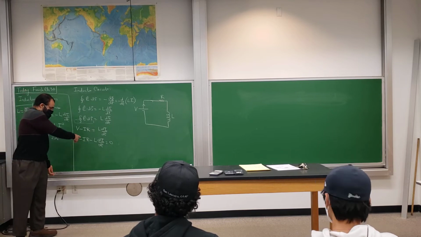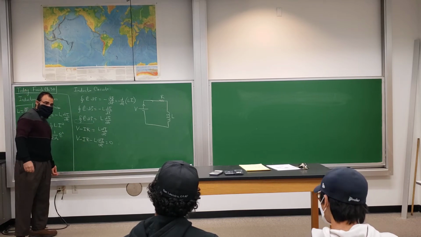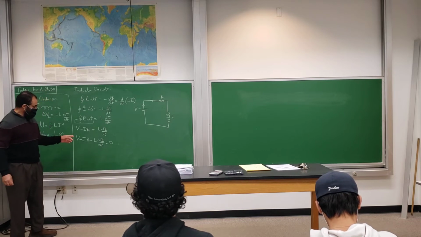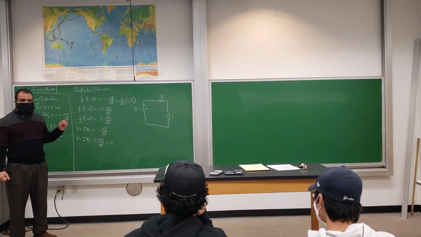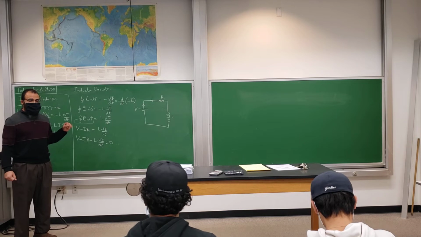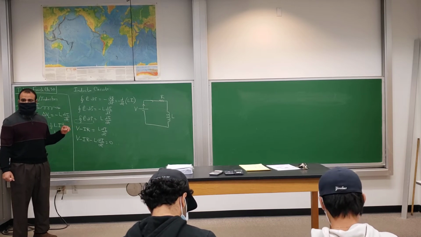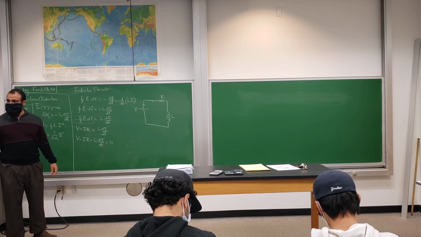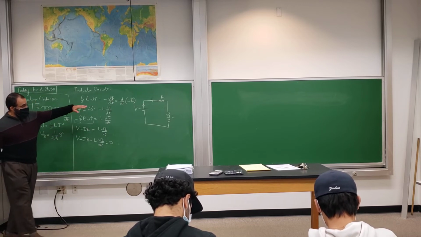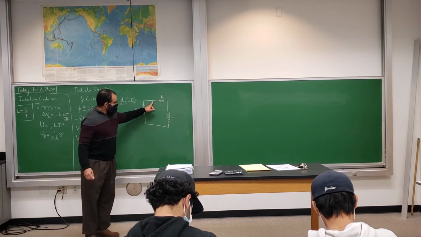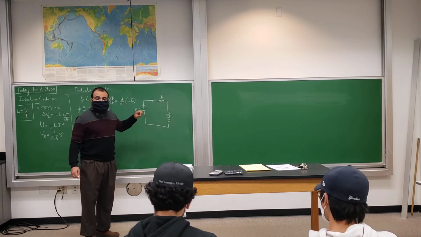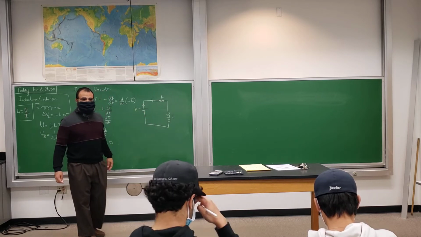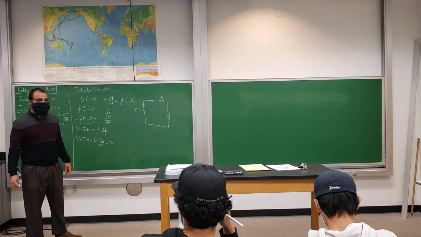Okay, so now the question becomes, how do we solve this equation? The first thing we need to realize is that the initial current has to be 0. Okay. So when you close the switch, the question is how much current would there be? The answer is it has to be 0. Does anybody know why?